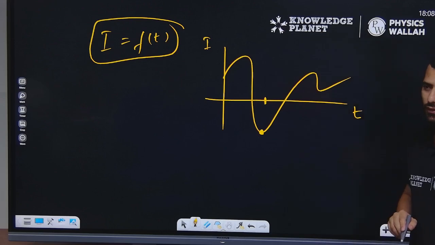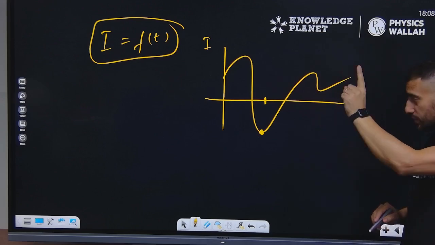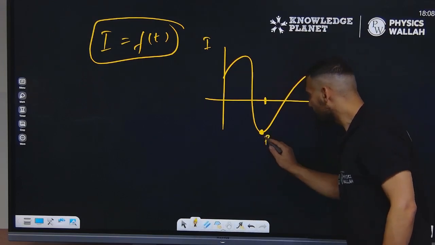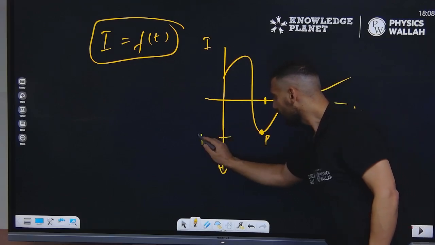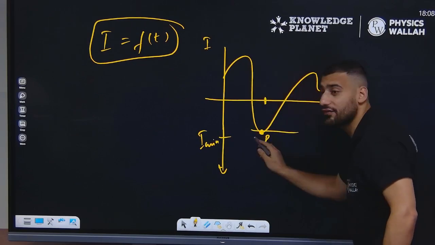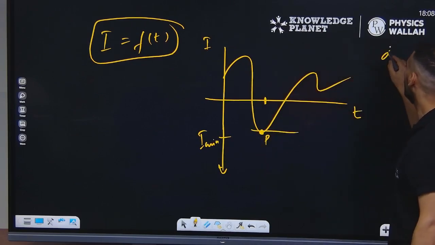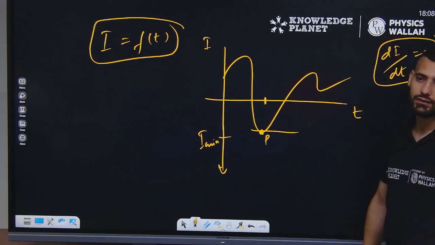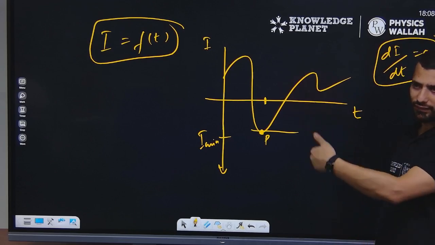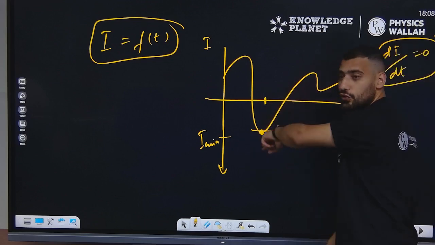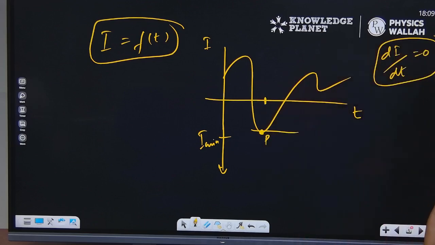Now, why do we do this? Because at this point where the current is minimum, the slope of the current versus time graph is zero. That is why we do di over dt equal to 0. When I equate it to 0, I'll get the value of time. Then you have to put that value of time in the current equation to find the minimum value.